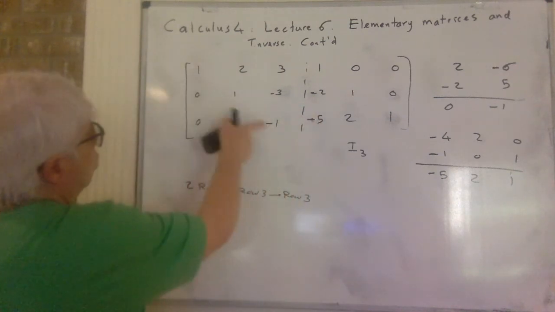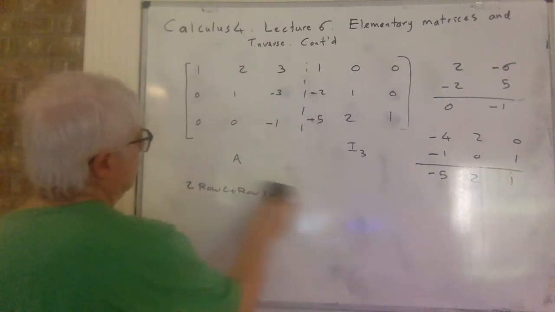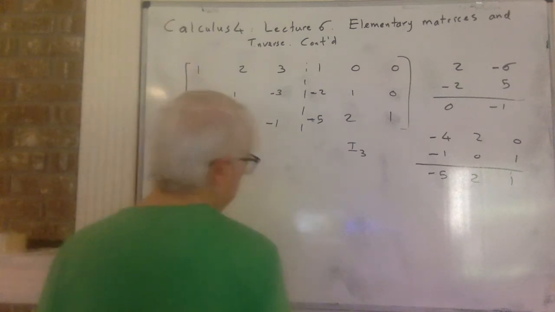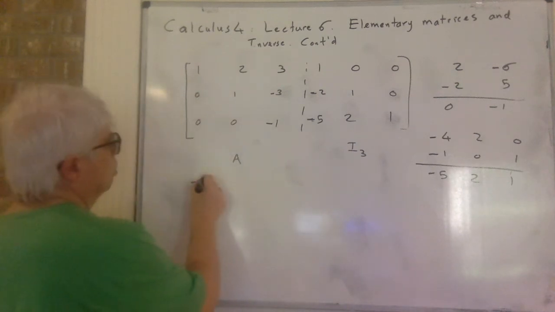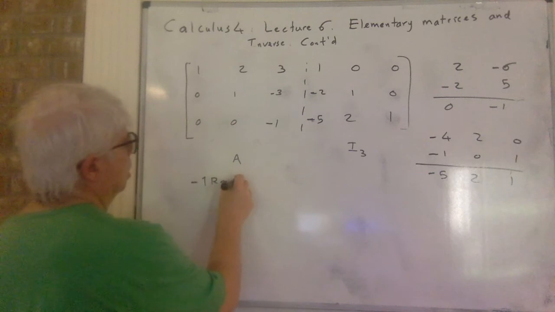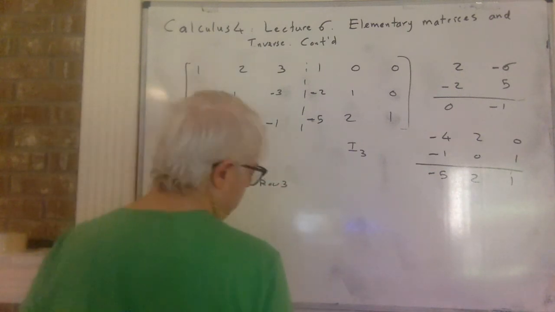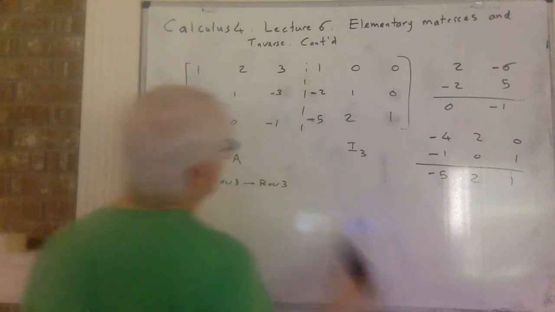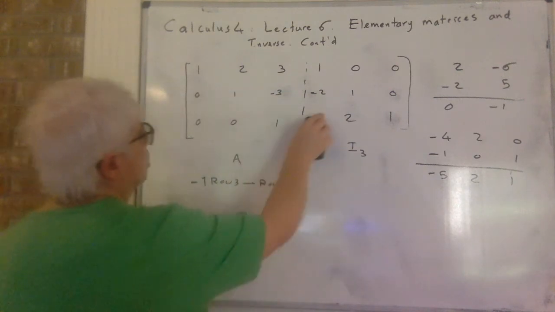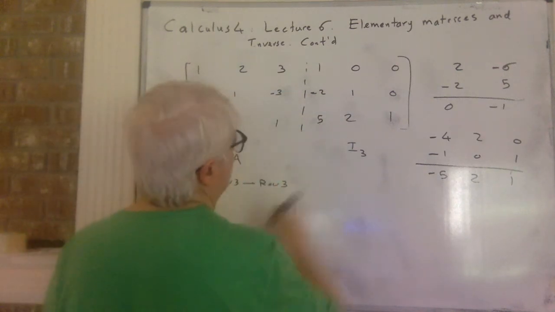Well, this is negative 1. So let's multiply the third row by minus 1. Minus 1 times row 3 goes to row 3. And this just changes the sign. So this changes the sign here. Minus 2, minus 1.